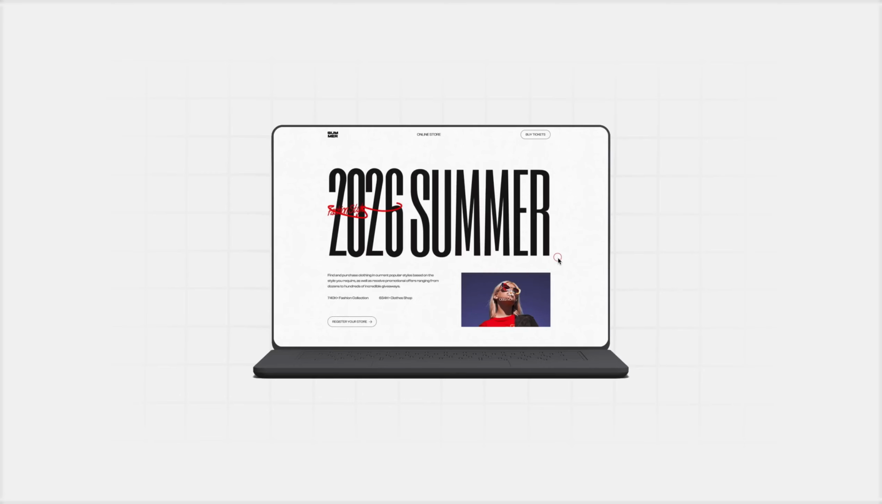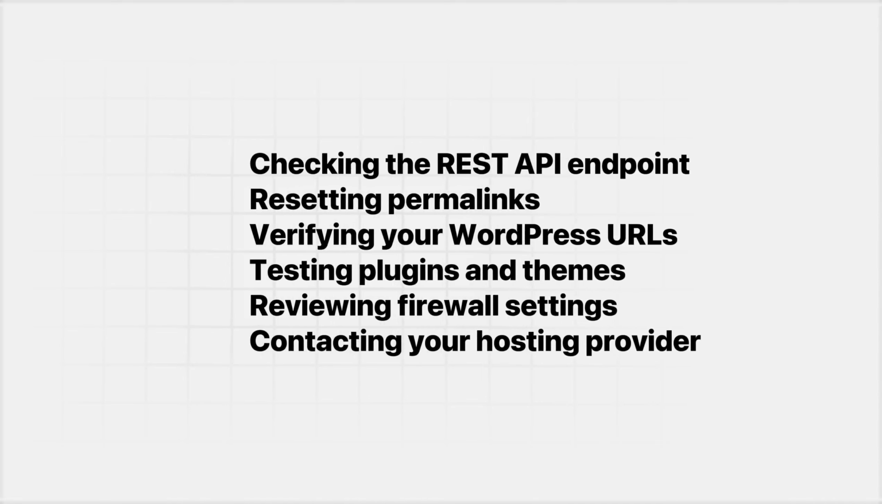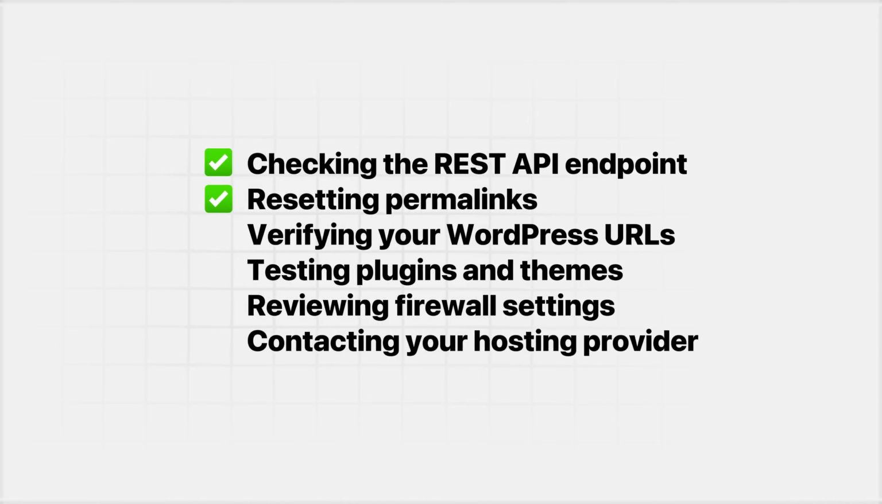That's how you fix the REST API encountered an error warning in WordPress. By checking the REST API endpoint, resetting permalinks, verifying your WordPress URLs, testing plugins and themes, reviewing firewall settings, and contacting your hosting provider when needed, you should be able to get the REST API working properly again.